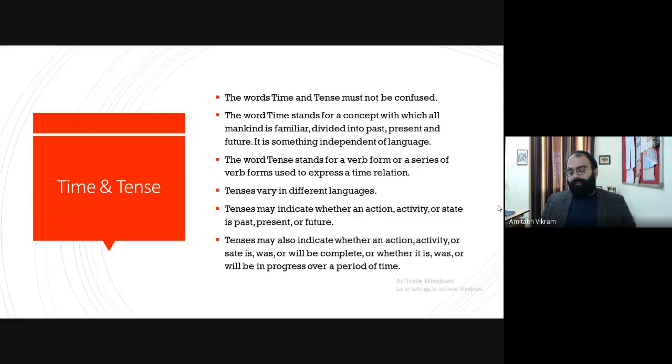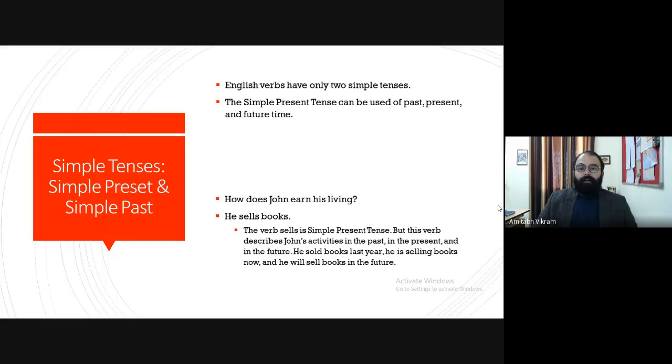So likewise, we have different divisions. For example, we have simple present, present continuous, present perfect, and present perfect continuous. This indicates why we have this division: because we want to show whether an action, activity, or state is or was complete, or will be in progress. Because we want to state things very specifically, that's why we have made this division among tenses.